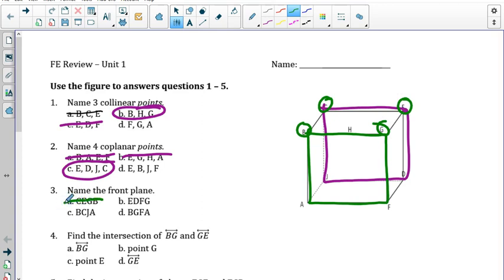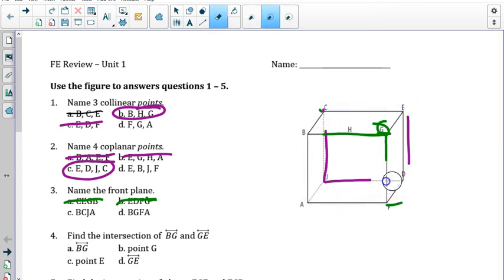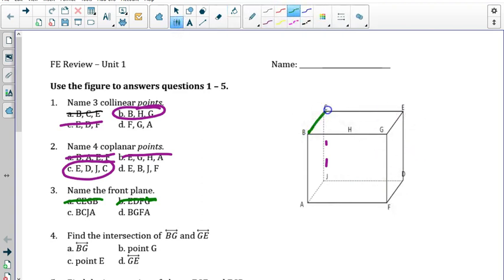EDFG. EDFG, that's the right side. BCJA. I got too much stuff here. BCJA. That's the left side. So hopefully BGFE. Hey, sorry. BGFA. We have a winner.